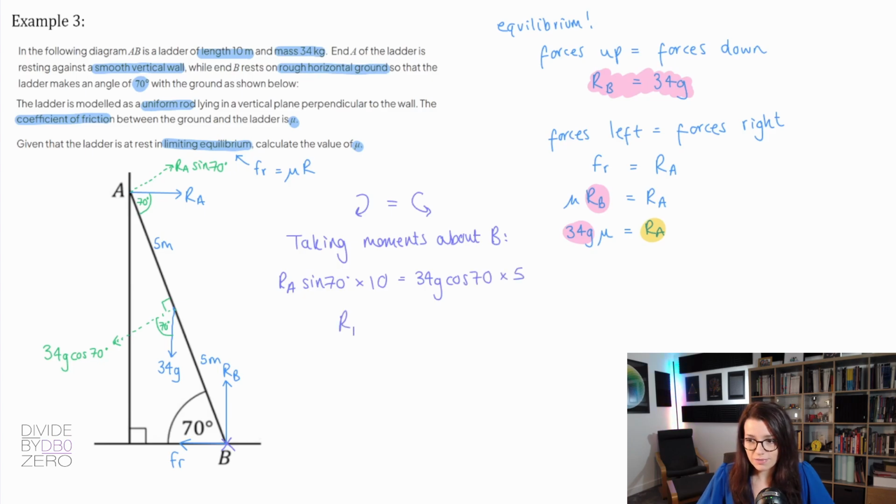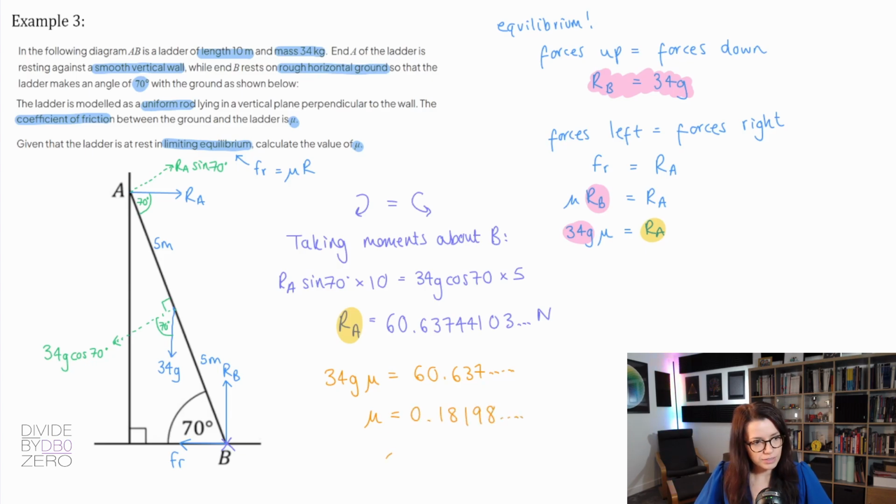If you solve this for RA, you get 60.63744103 and more. You can then sub that value in to your equation from before to work out what mu is. So 34G mu is equal to this 60.63 number. Keep the full value in your calculator when you work out mu, and you'll get 0.18198, which is roughly 0.182 to 3 significant figures.